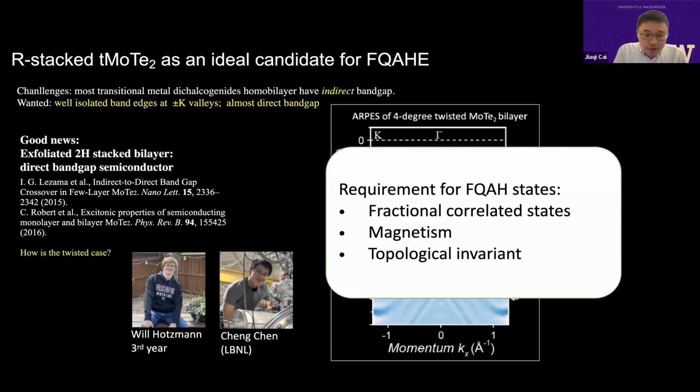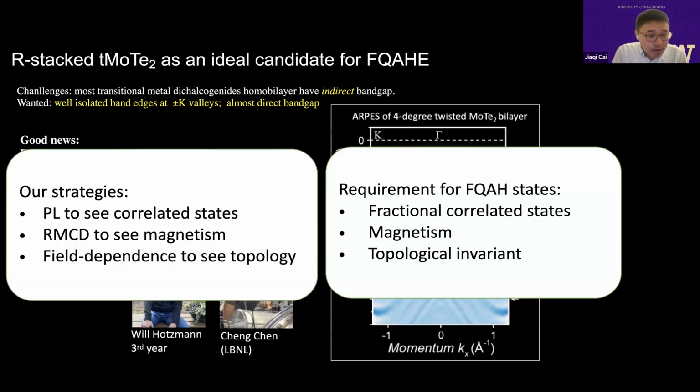So the requirements for fractional quantum Hall states are actually fractional correlated states, magnetism, and topological invariant. And our strategy to probe those states is first using photoluminescence or photoemission to actually see those correlated states, where they are, and if they're correlated to a fractional filling. Then we use circular dichroism, basically a sensitive probe to magnetism, to see this magnetism. And then we use field-dependent photoluminescence to actually see the dispersion of the states and to see topology. That leads to the discovery of fractional quantum Hall states.